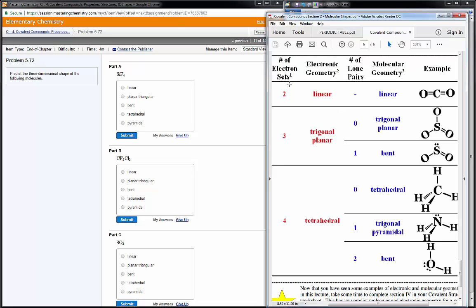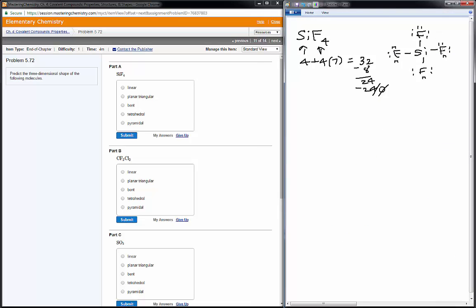Now we can come here and say, well, I have 4 bonds, so that's 4 electron sets, no lone pairs. So the shape of that molecule is actually tetrahedral. So even though with my Lewis dot structure, I drew it like it's a cross or a T shape or a plus sign, in fact, this molecule looks a little bit more like this.